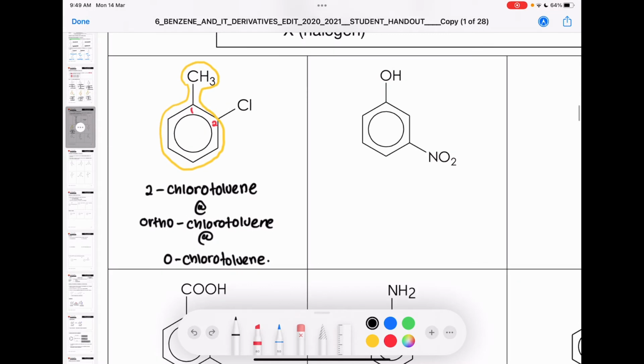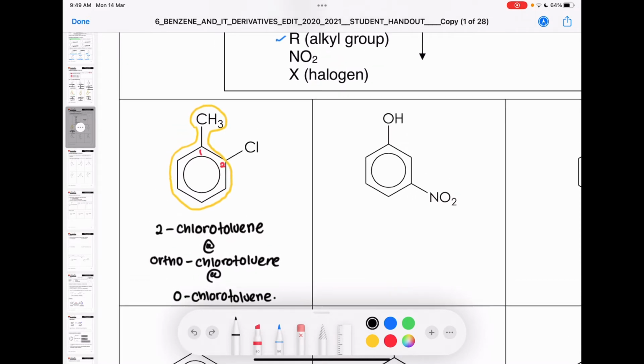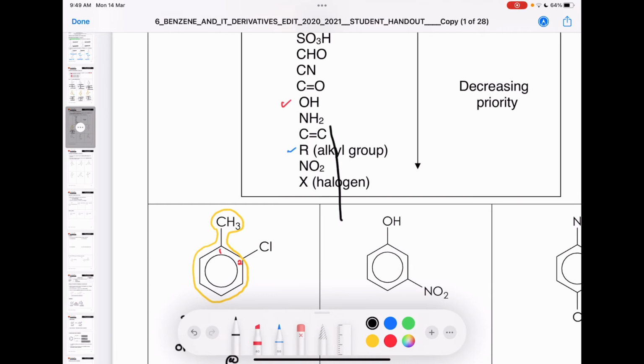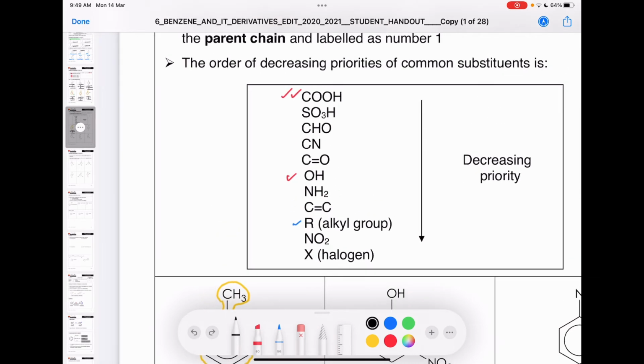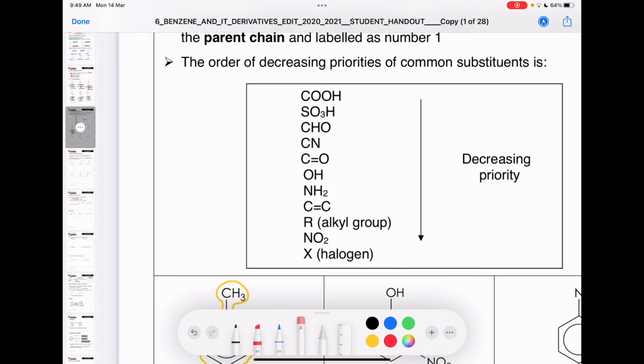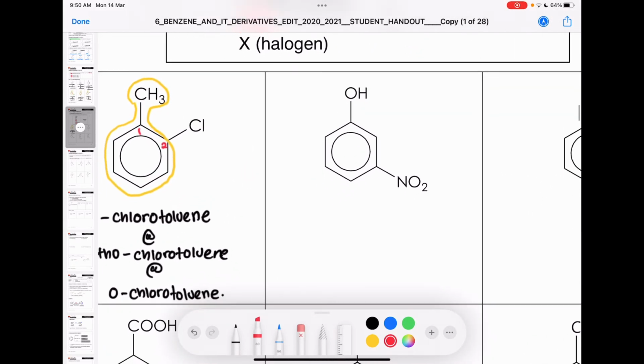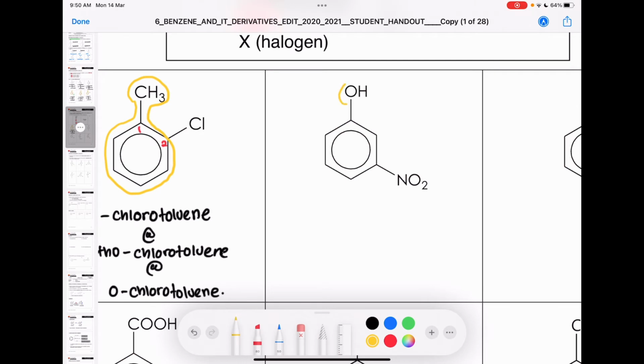Now let's take a look at the second example. How about if you try this? So, as you can see, we have OH and NO2. Let's take a look at the list. We have our OH is here, and our NO2 is down here. So the priority will be OH. So this is it. It will be named as phenol.